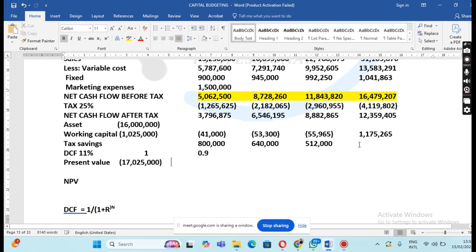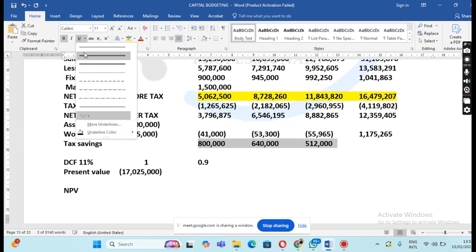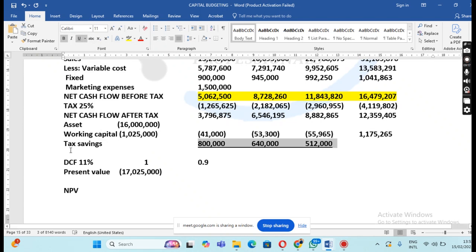Oh, I'm not done yet. Sorry. So please, I need figure for this. You have to give figure for all this. So you have your net cash flow after tax. Is that not so? Yes. Then you remove your working capital. Add your tax savings. What do you have?